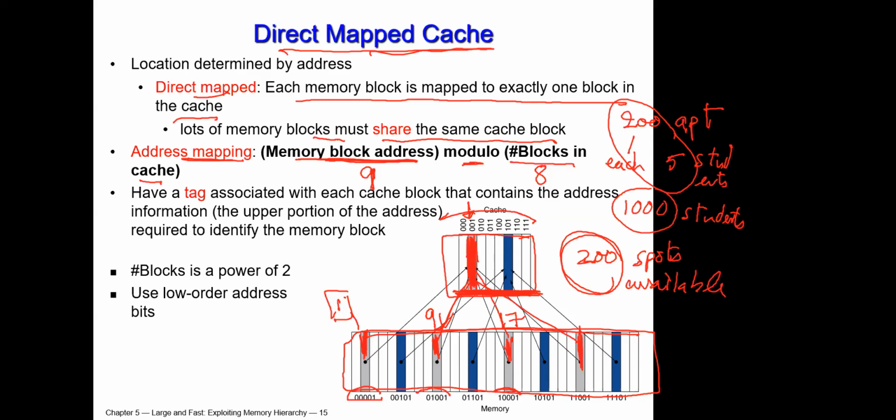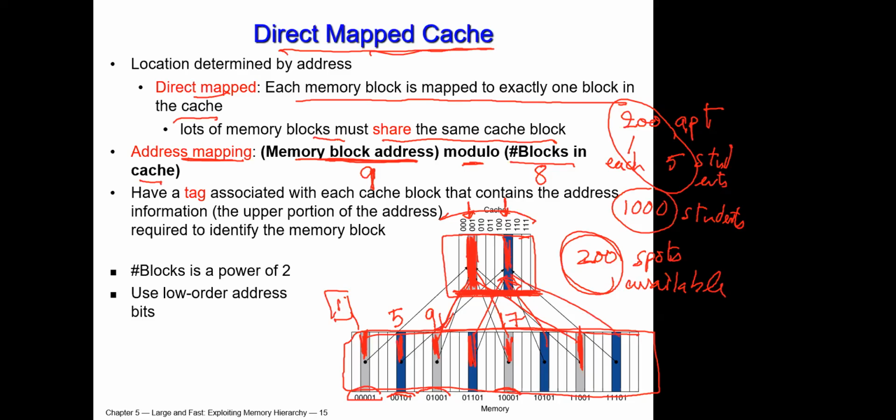How about this guy? Let's take this example. 10100. What is that? 5. 5 modulo 8 is 5. So this means that I will park in number 101, which is 5. If you do this, you will find that its modulo is also 5. If you do this, you will find the same. So you'll find that all of these are sharing.